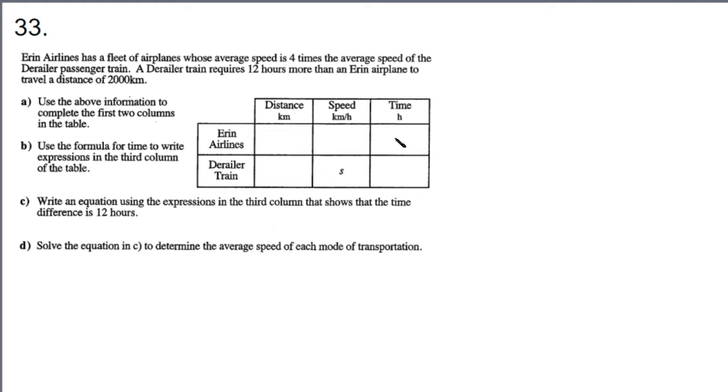So we're going to summarize the information that's given to us here. For the distance for the 2 airlines, well, they both travel 2,000 kilometers. So it's going to be the same. For the speed, we are introducing a variable here called s, which represents the average speed of the train. The question tells us that the airplane's average speed is 4 times the average speed of the Derailer train. That means that the average speed of the airline is going to be 4s.